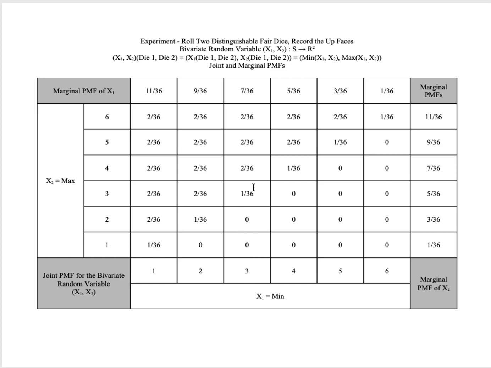The column total for this column, corresponding to X1 equal to 3, is 7 over 36. Corresponding to X1 equal to 4 is 5 over 36. The column total for X1 equal to 5 is 3 over 36. And then finally, the column total for X1 equal to 6 is 1 over 36. And these column totals give us the values of the marginal PMF of X1. And this is actually where the term marginal PMF comes from, because the PMF values are in the margin of this joint probability table.